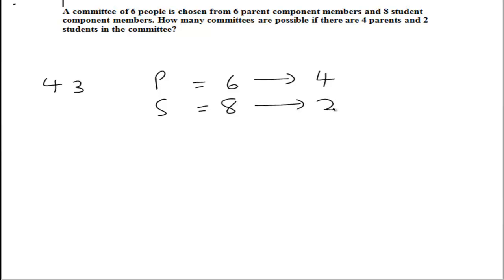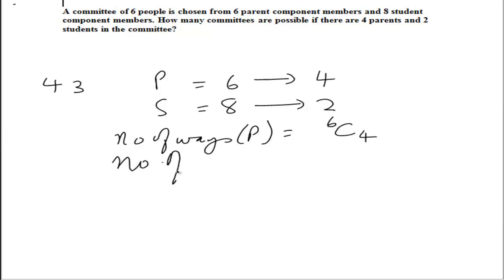Number 3 on this page, page 96, says a committee of 6 people are chosen. So the total you want is 6, chosen from a parent component and a student component. The parent component is 6, and the student component is 8. Now from the parent component we want to choose 4 parents, and from the student component you want to choose 2. So the number of ways for the parent component will be 6 combination 4. And the number of ways of choosing from the student component is going to be 8 combination 2.